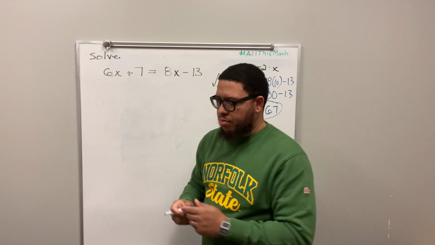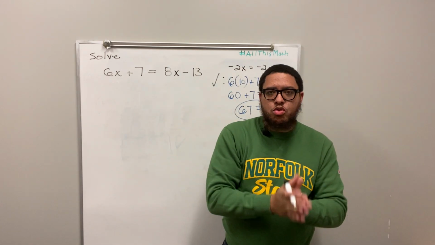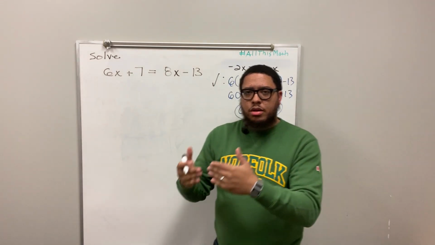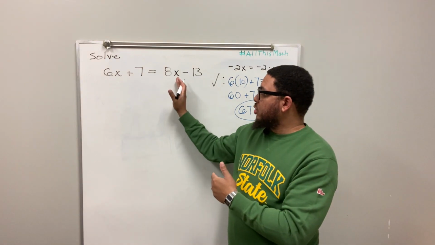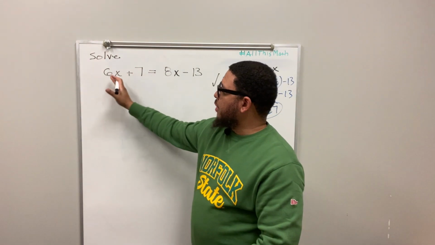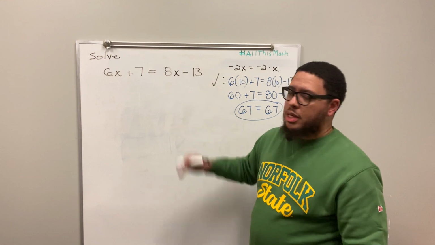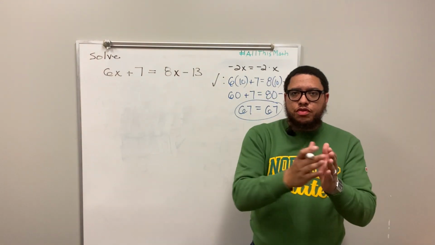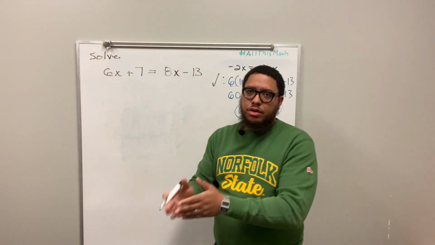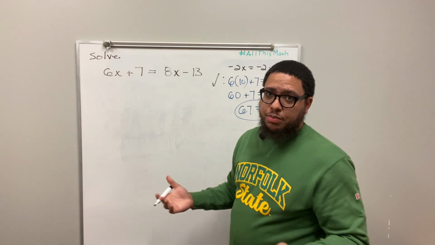Transposing means basically you take terms and move them to the other side of the equal sign. Terms that are on the right side of the equal sign, you move them to the left. Terms that are on the left side of the equal sign, you move them to the right. That's all transposing is. You're just moving something from one side of the equal sign to the other. In the context of algebra, that's what transpose means.